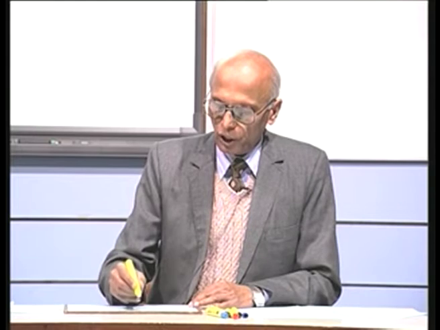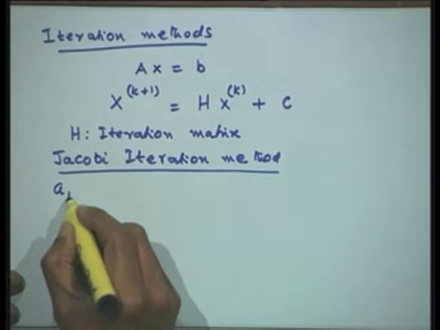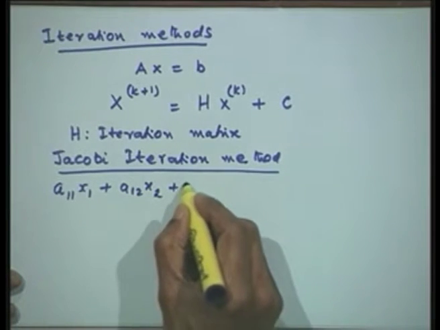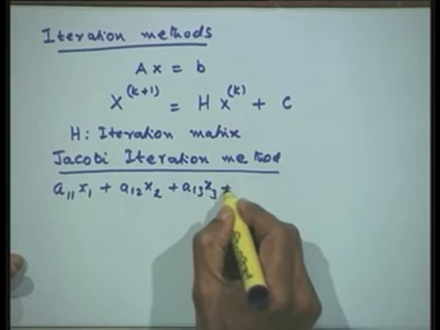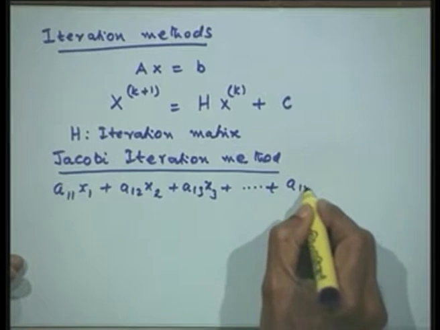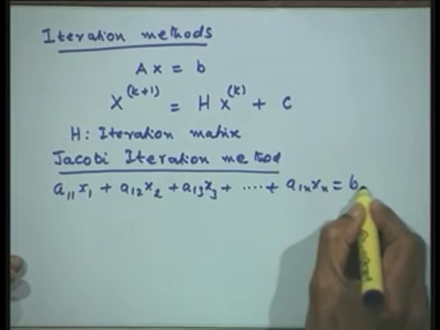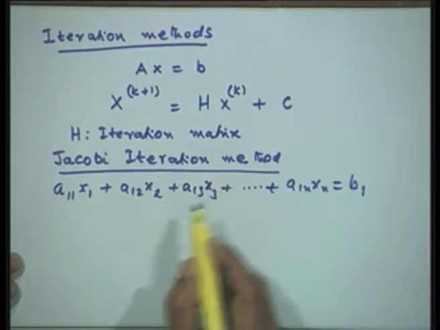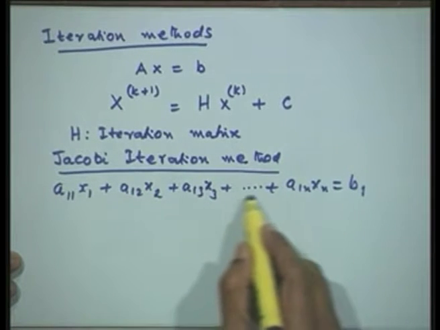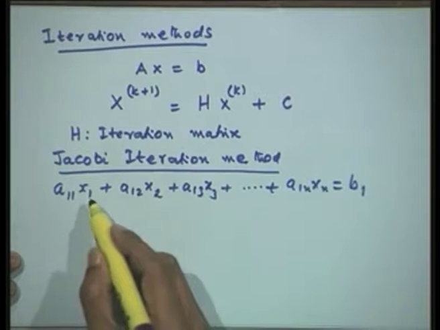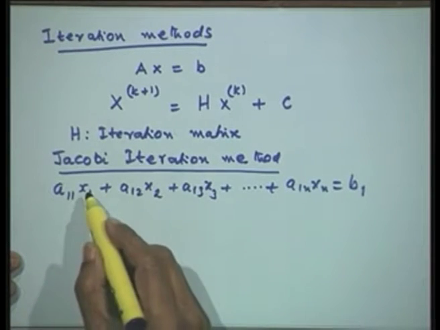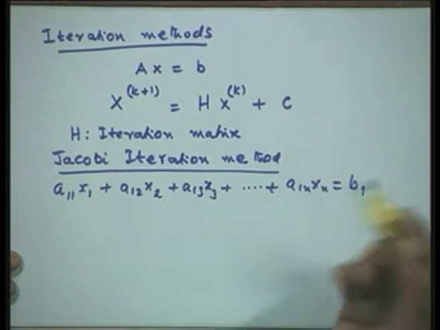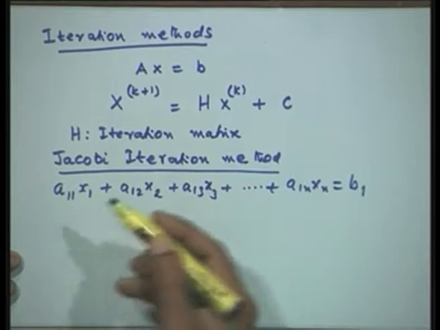So, let us take the first equation in this set. The first equation reads a11 x1 + a12 x2 + a13 x3 + and so on, up to a1n xn = b1. This is our first equation. The method proposes that we take all the variables x2, x3, ..., xn to the right hand side, keep the first variable on the left hand side, then take the iterate on the right hand side as the previous iterate, and the one on the left as the current iterate.